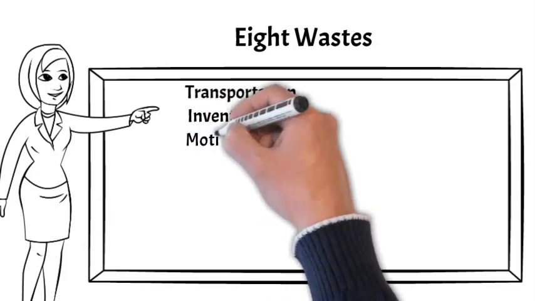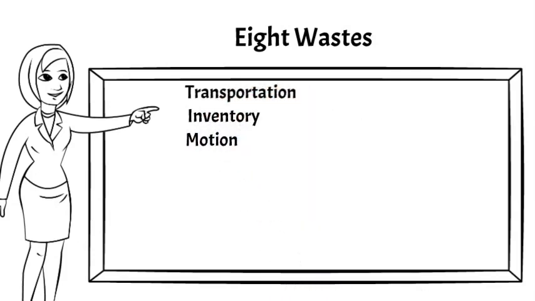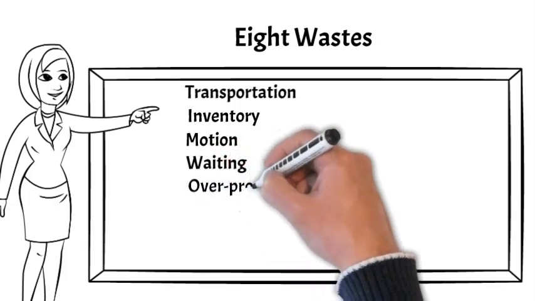The third is unnecessary motion. For example, it has been suggested that nurses spend as much as 30 to 40% of their time on supply-related issues, much of which involve motion. Waiting represents a major waste. Holding a patient in the ED because an inpatient bed is not available is but one example.